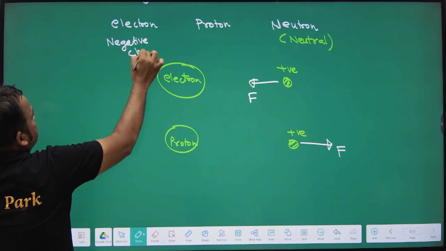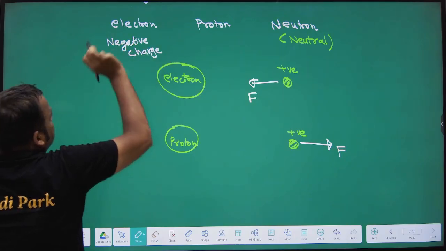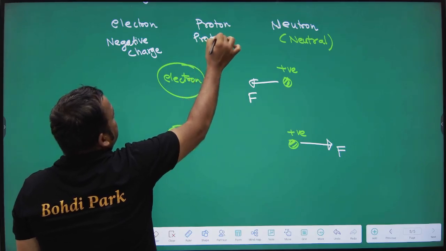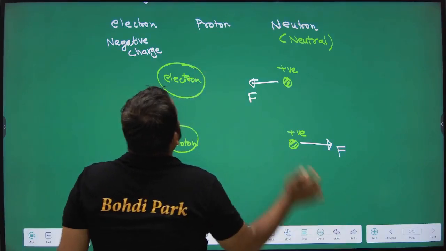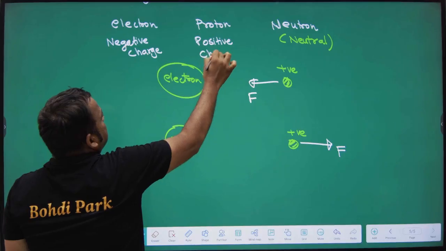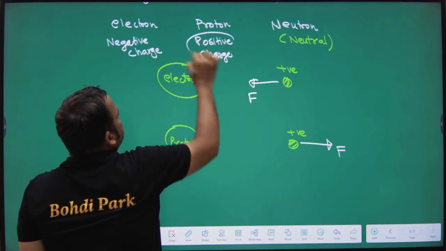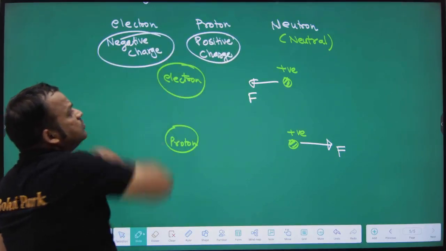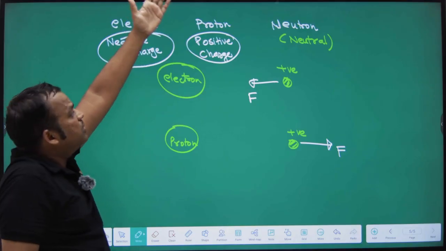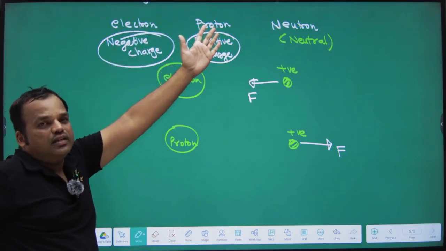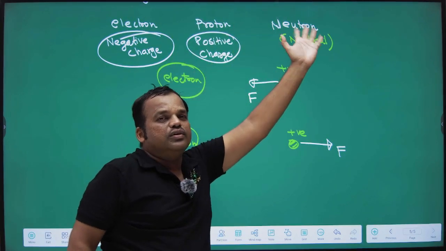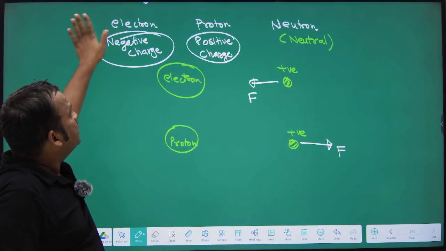Charge on electron should be said to be negative, and charge on proton is said to be positive, just because they have opposite nature. So one is called a negatively charged particle, and the other is called a positively charged particle. And the third particle, neutron, has no effect like electron and proton.